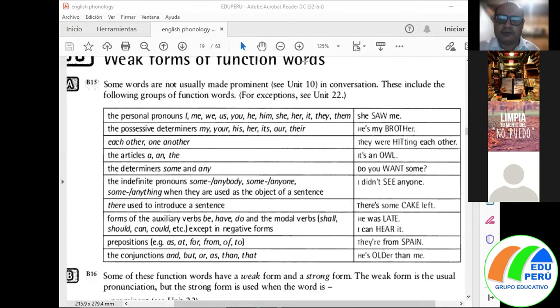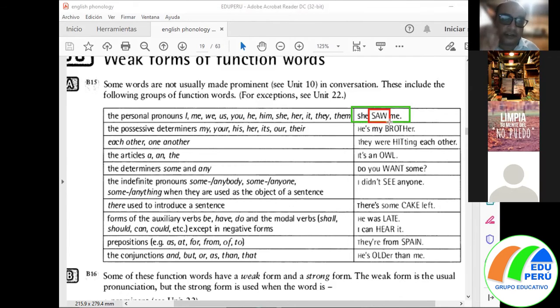So generally, remember this rule: when we speak sentences or utterances, the words which are usually stressed are the content words. That's why you have them here in capital letters. So it means that you're going to stress the word saw. You say, she SAW me. You don't say, SHE saw me, or she saw ME. No. So you say, she SAW me. Notice the stress. And this is the content word.